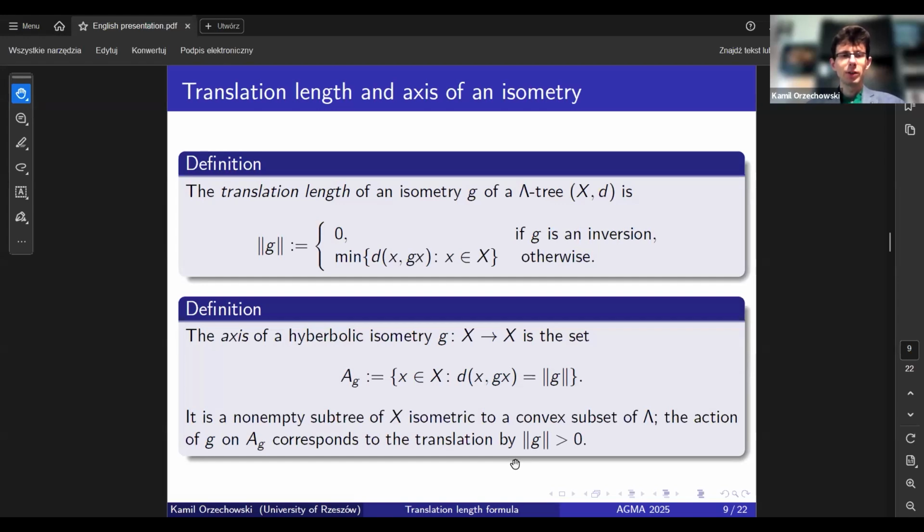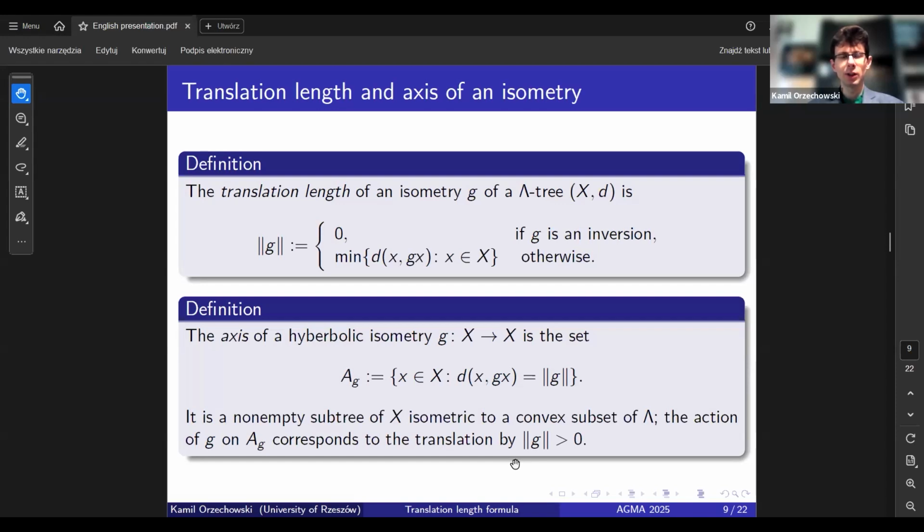It can be shown that this minimum is in fact achieved. And the axis of a hyperbolic isometry G is the set of points in our lambda tree for which this minimum is achieved. It is a non-empty subtree, isometric to a convex subset of lambda.